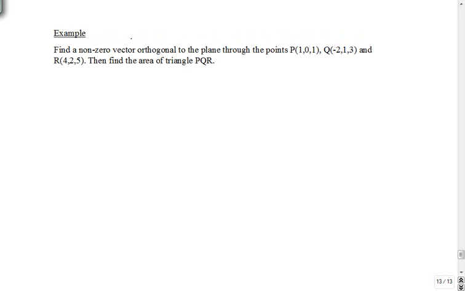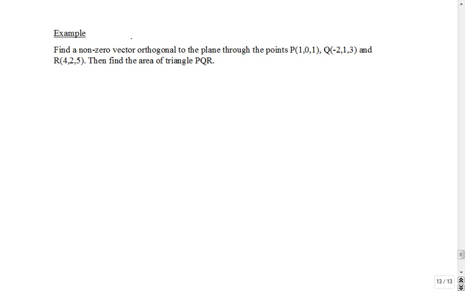I'm getting ahead of myself here. Find a non-zero vector orthogonal to the plane. Any vector orthogonal to a plane has to be orthogonal to any vector lying in the plane. So if you can find two vectors lying in the plane, then the cross product of these two vectors would be the orthogonal vector. So first we need to find two vectors lying in the plane.